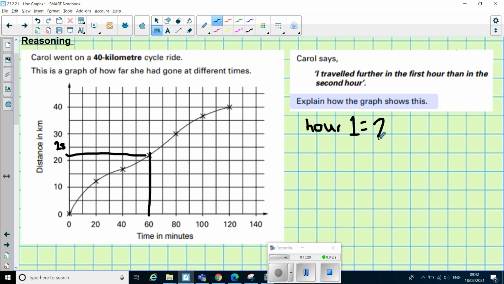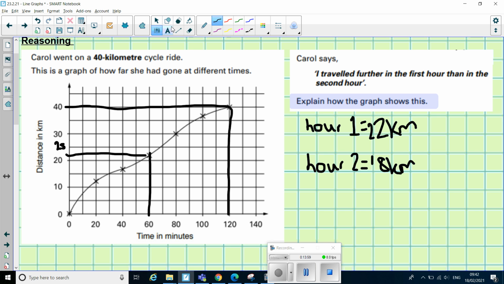22 kilometres. Okay, next I need to know how far she travelled in that second hour. So from 60 minutes to 120 minutes. So if I go to 120 and I read across, after 120 minutes she'd travelled 40 kilometres. But she'd already travelled 22 in hour 1. So I've got to do 40 take away 22, which is 18. So in hour 2, she travelled 18 kilometres.